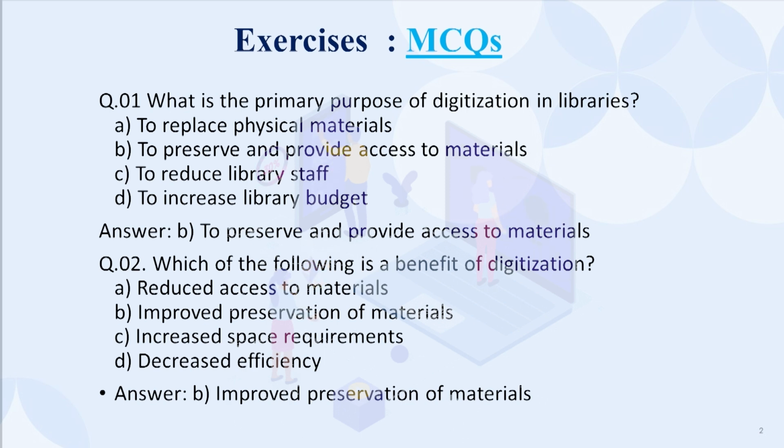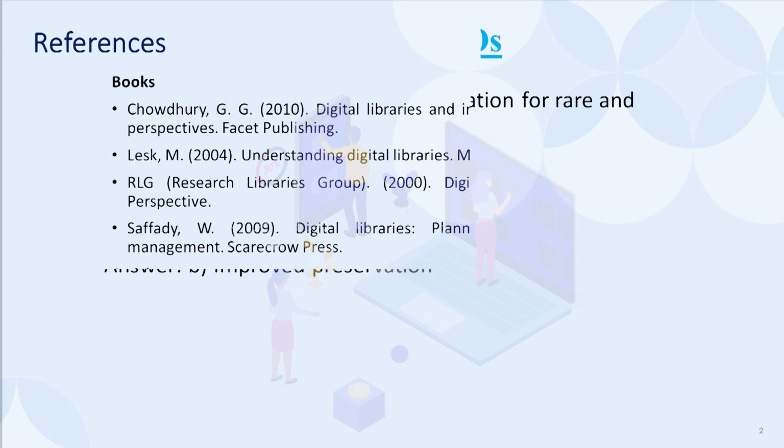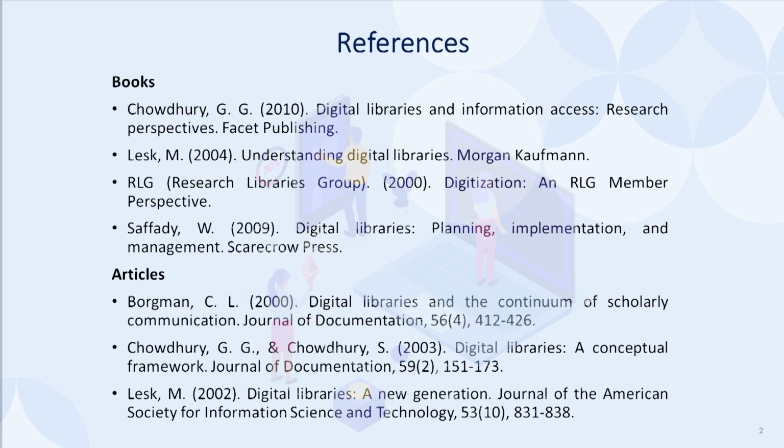Which of the following is a benefit of digitization? Reduced access to materials? No. Improved preservation of materials. That is the answer. Then increased space requirement? Decreased efficiency? No. Then question number 5. What is the outcome of digitization for rare and fragile materials? Increased deterioration, improved preservation, reduced access, increased handling. Improved preservation is the correct answer.